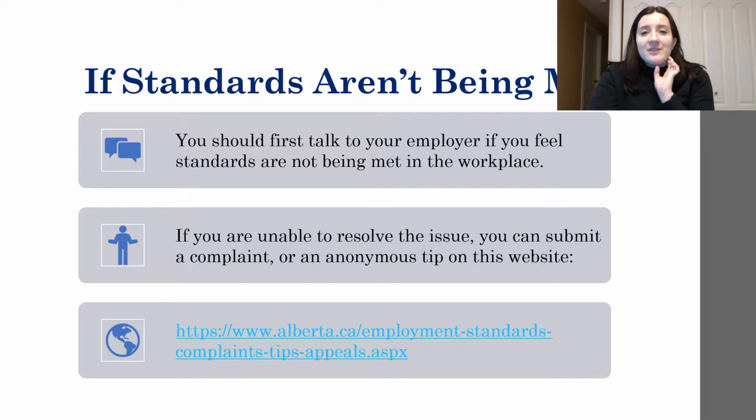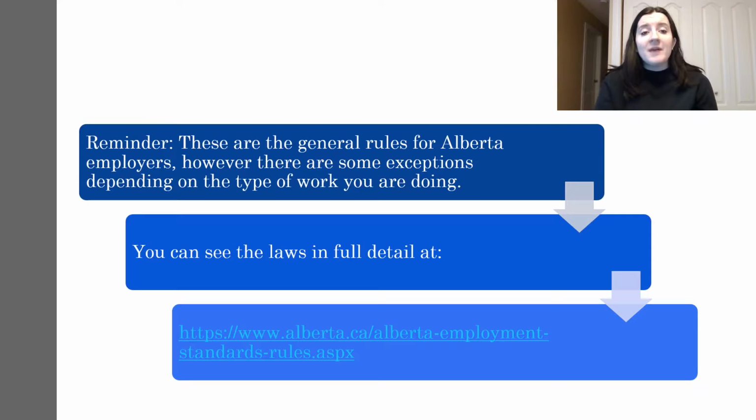If you feel that these standards are not being met in your workplace, you should talk to your employer first and let them know that you feel like they aren't being met. However, if you are unable to resolve the issue or you don't feel comfortable approaching your employer in the first place, you can leave an anonymous tip or a complaint on the Alberta Employment Standards website. Just a reminder, these are the general rules for Alberta employers. However, there are some exceptions depending on what type of work you're doing. You can see the laws in full detail on the Alberta Employment Standards website.